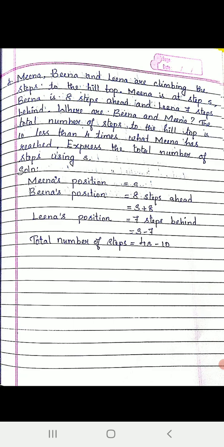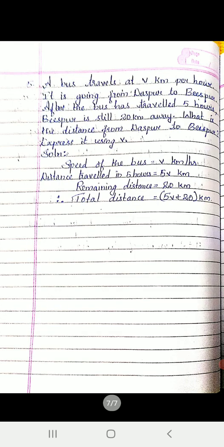Total number of steps, how they have given, you see. The total number of steps to the hilltop is 10 less than 4 times what Meena has reached. So we will come in reverse of this. Meena has reached how much? s steps. 4 times means 4 into s, 4s. Less than means minus. Less than how much? 10. So 4s minus 10 is the expression for the total number of steps.